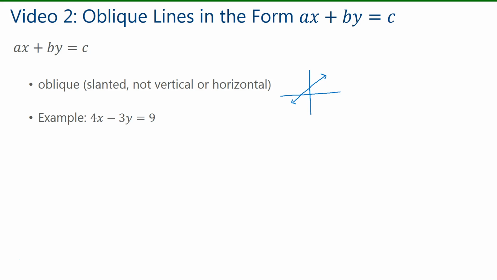Now the equation will look something like 4x minus 3y equals 9, where the x and y variables are on the left side of the equation, and the constant term is on the right.